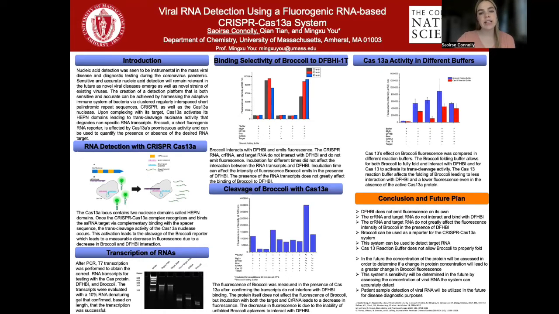The creation of a detection platform that is both sensitive and accurate can be achieved by harnessing the adaptive immune system of bacteria via clustered, regularly interspaced, short palindromic repeat sequences, or CRISPR, as well as the Cas13a nuclease.